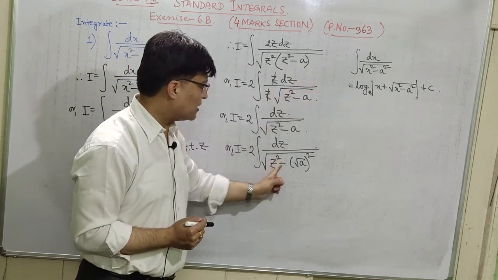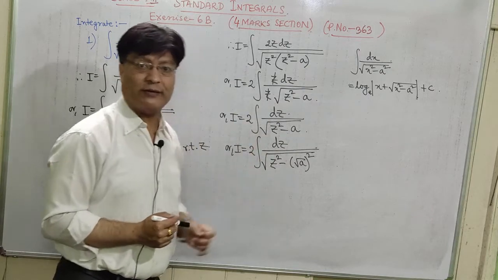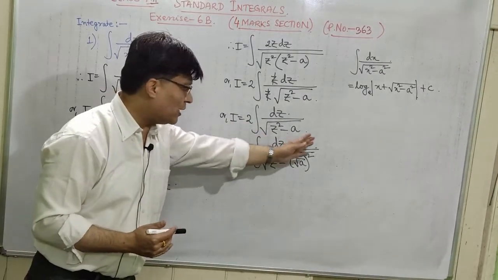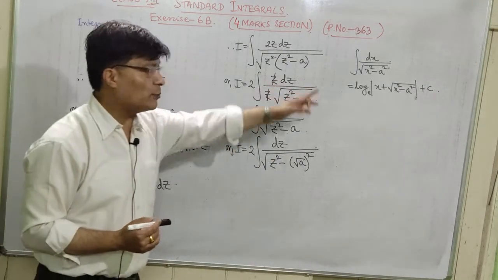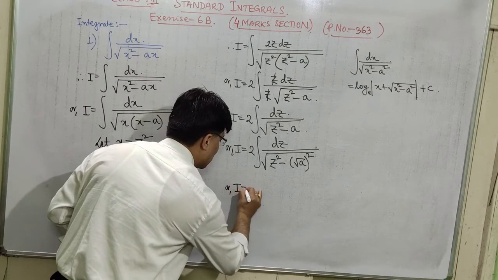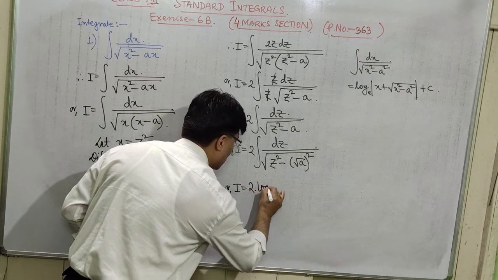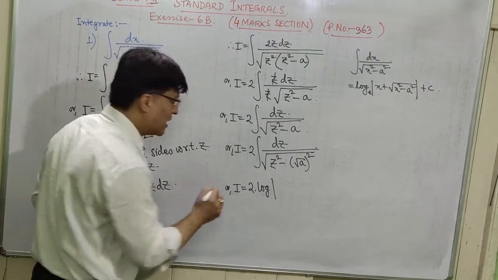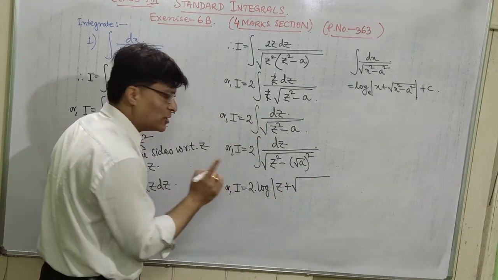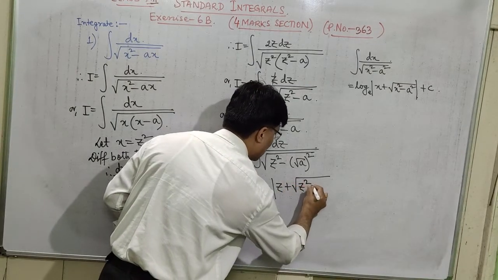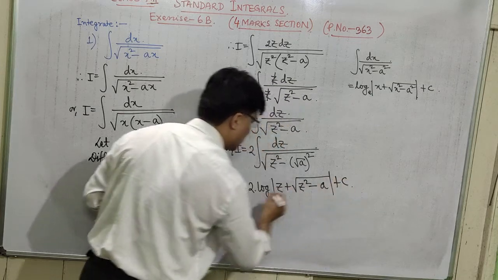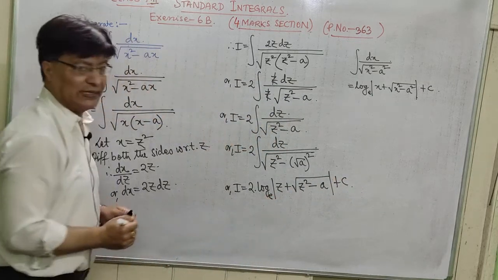So instead of x there is z, instead of a there is root over a. That is, a is kept within whole square. So it is root over a whole square. So let us use this formula in this case. Okay. So I is equal to 2 into log within mod. What is x? It is z, plus root over what is x square? This is z square, minus what is root over a whole square? A mod sign closed plus c, and here the base is e.